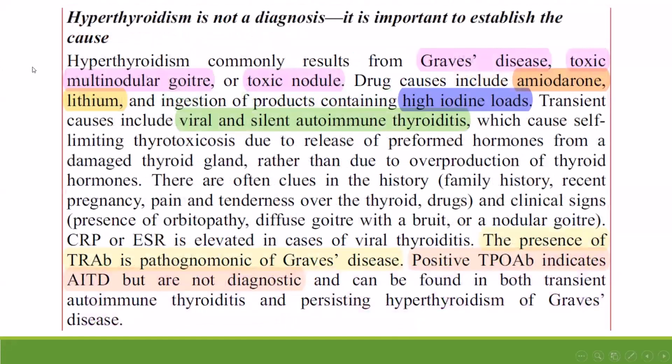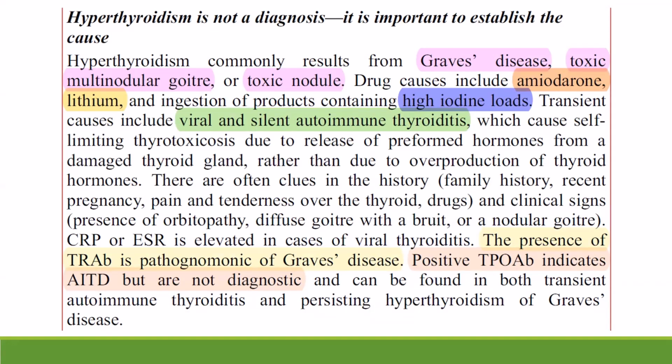Another suggestion: hyperthyroidism is not a diagnosis. It is important to establish the etiology of hyperthyroidism. It may be due to Graves' disease, which needs to be managed medically, with radioactive iodine, or surgery, or toxic adenoma or toxic nodule, which can be managed medically, by surgery, or radioactive iodine. Radioactive iodine is the first choice for toxic adenoma.